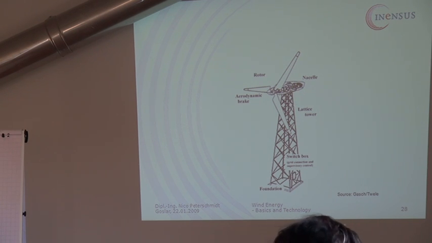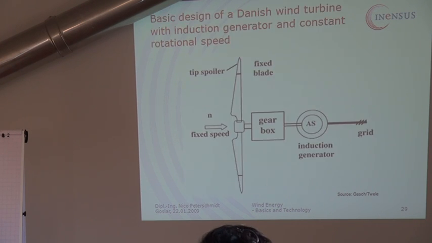Okay. Well, basics of a wind turbine. A wind turbine has a rotor, a nacelle, sometimes a gearbox or a directly driven generator, and a tower, switch box. I think I do not need to get into this too much.